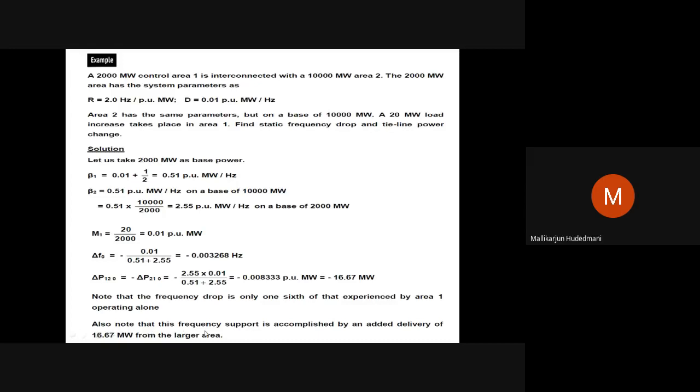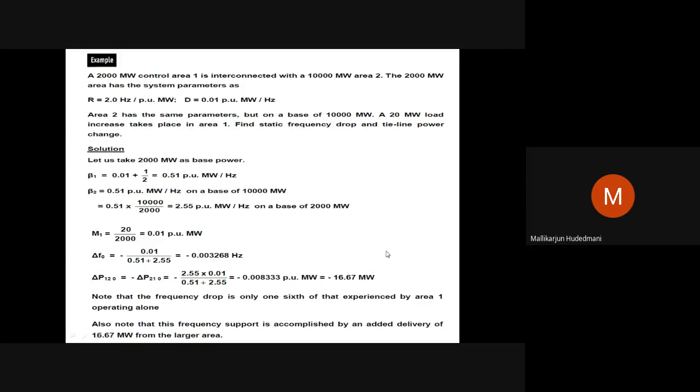Also note that this frequency support is accomplished by an added delivery of 16.67 megawatt from the larger area. It is the drawback of primary ALFC. It means if you do not have supplementary control, both areas will strive hard, and the larger capacity area will contribute a larger megawatt for the disturbance. Therefore the 10,000 megawatt area is going to pump 16.67 megawatt from its location towards area 1. This is to understand the role of primary ALFC itself.